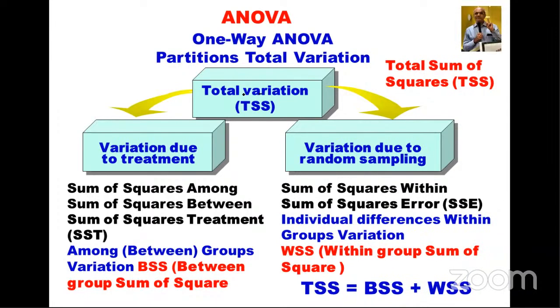Okay, so this is TSS. TSS is of two parts. One is BSS, that is between the groups. So what is the difference between treated and untreated? That comes in BSS. And there may be a difference due to inherent variation, and that difference is known as within group sum of the square, WSS.